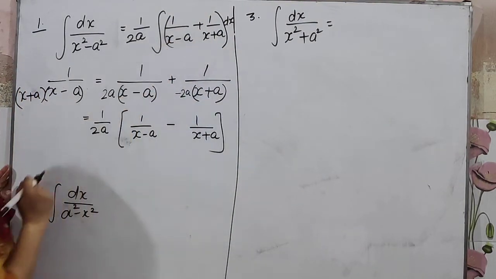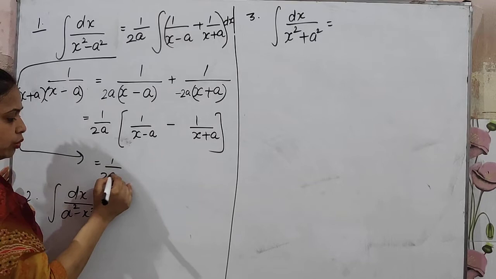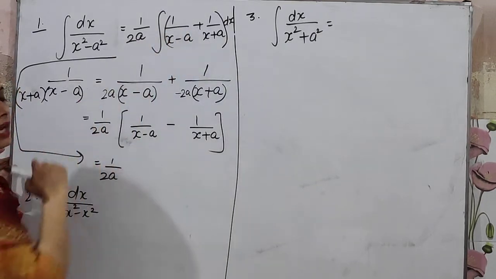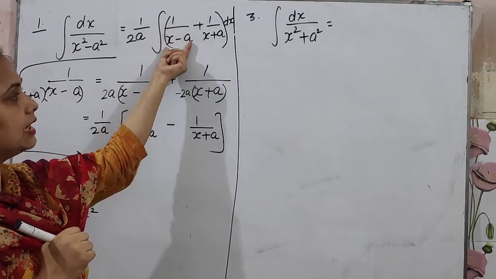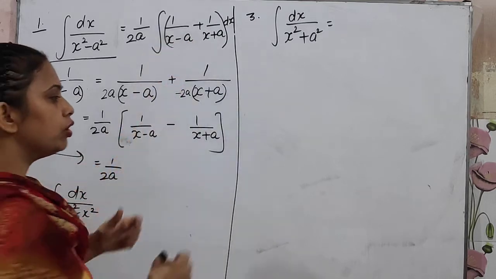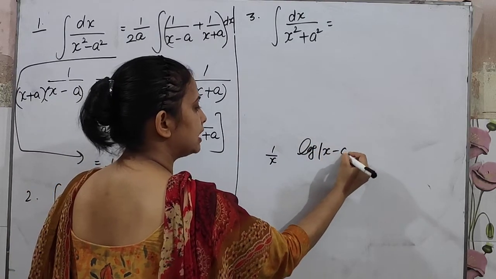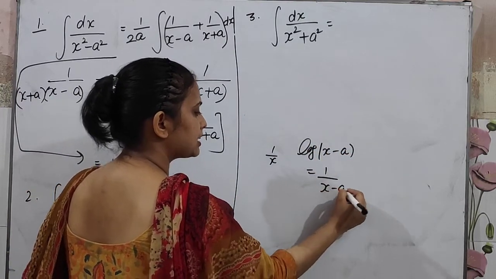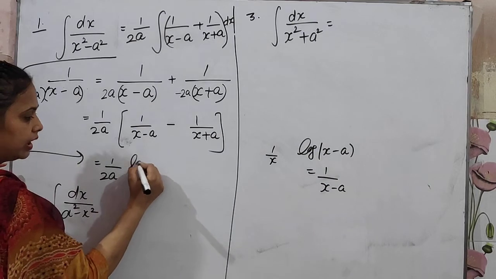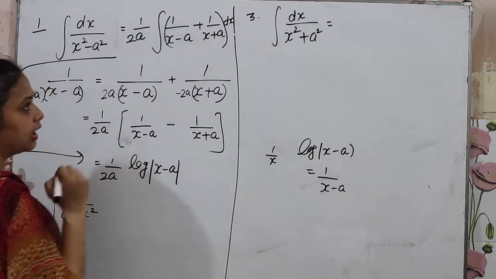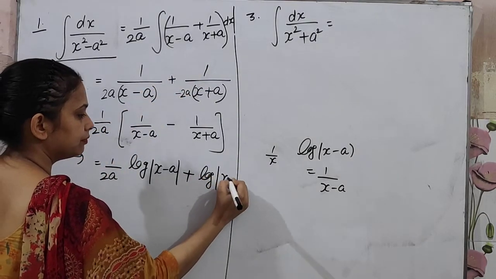Now what is integration of this function? See, after this, it is equal to 1 by 2a constant as it is, integration of 1 by x minus a. What is the derivative of x minus a? Only 1 dx. So you will consider this function as only x, whose integration is log x. It means the derivative of log of x minus a will be equal to 1 by x minus a. So what is its integration? Log of x minus a.